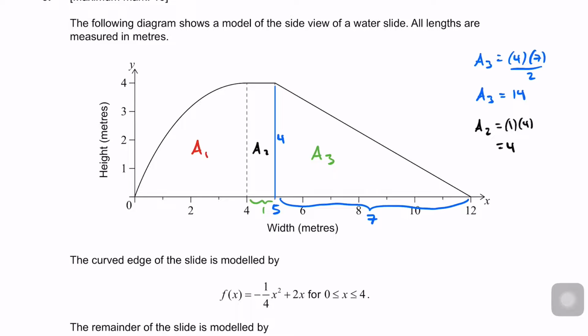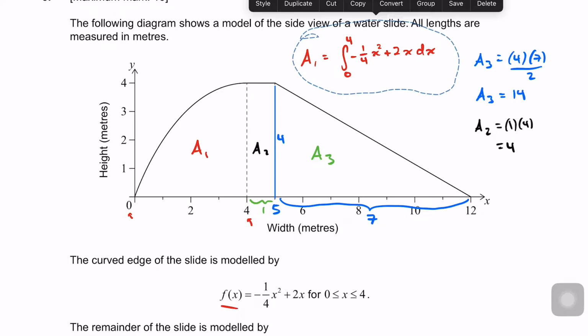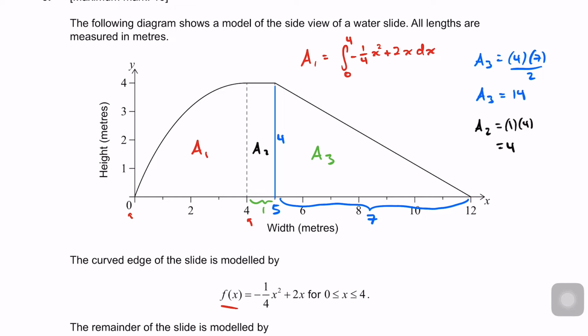So we want to take the sum from 0 all the way to 4 of this function right here. Let's put it in: negative 1/4 x squared plus 2x, and then we can't forget this dx. And that will give us the area of A1. So let's go ahead and put this into the calculator.